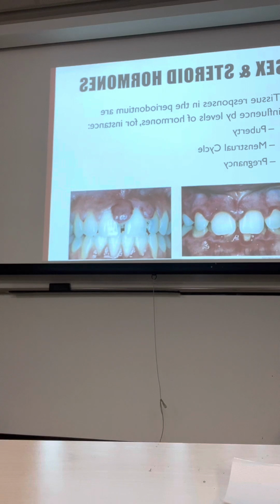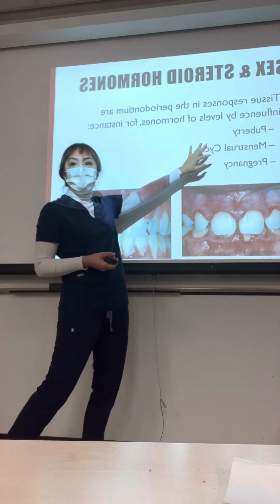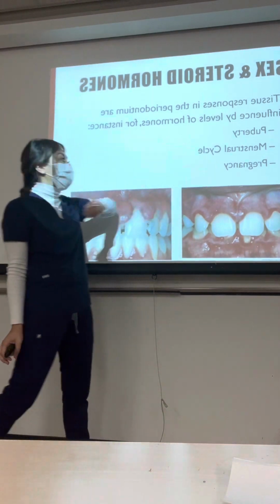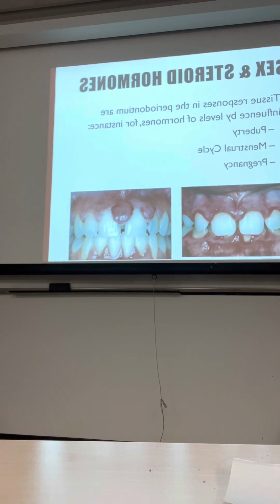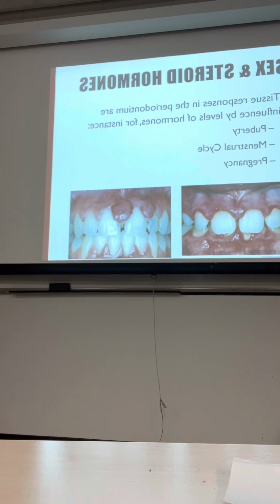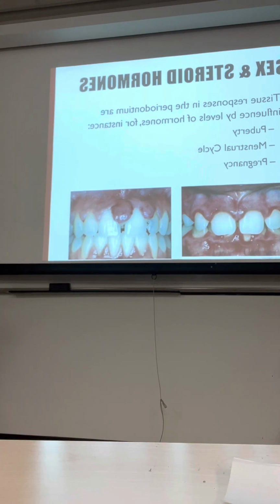Okay, we'll start with hormonal variations first. These are the three major ones we want to take a look at: puberty, menstrual cycle, and pregnancy. I want to add menopause too. We should probably add menopause to that list also, okay? So these are some of the examples we'll go over.